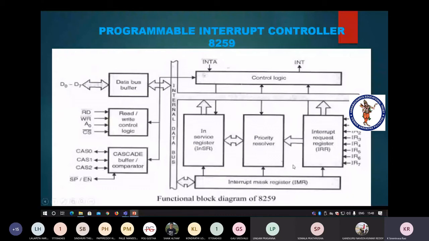Mask means that a particular interrupt request source is disabled. That can be handled with the help of the mask register. In service means which interrupt request is currently in service. Such information is kept in the in-service register. These three pieces of information are handled by this priority resolver.